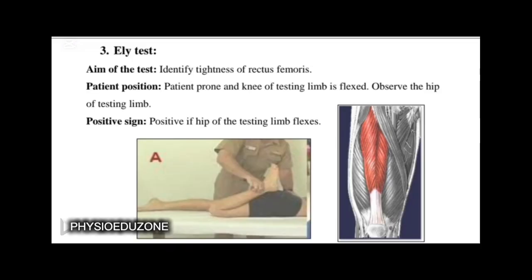3. Ely test. Aim of the test: identifies tightness of rectus femoris. Patient position: patient prone and knee of the testing limb is flexed. Observe the hip of the testing limb. Positive sign: positive if the hip of the testing limb flexes.